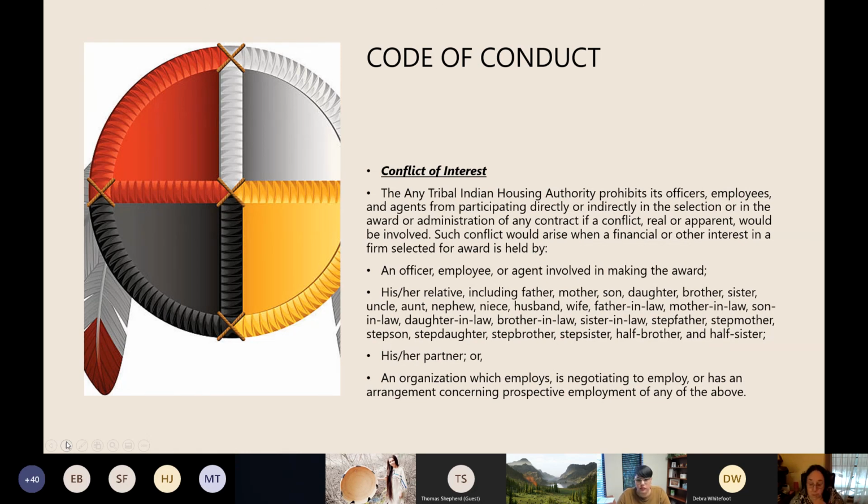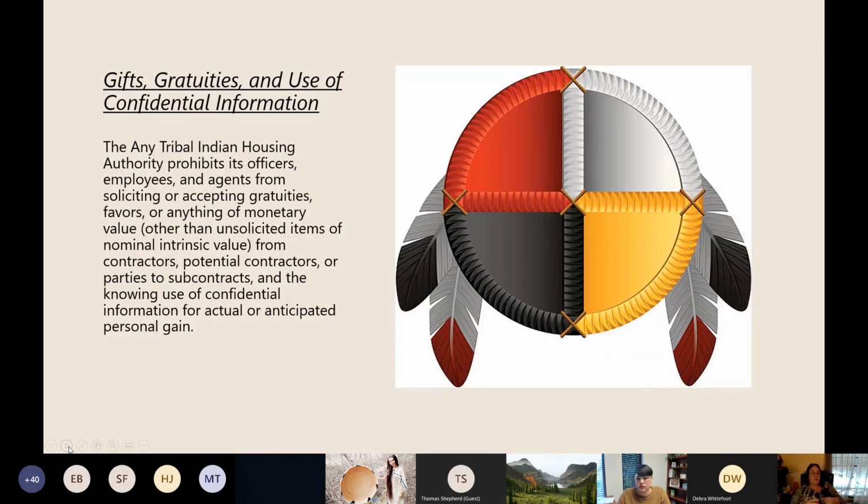And then like an organization which employs, or is negotiating to employ, or has an arrangement concerning prospective employment of anybody above. So the Any Tribal Indian Housing Authority prohibits its officers and employees from soliciting or accepting gratuities, favors, or anything of monetary value other than those unsolicited items of nominal intrinsic value from contractors, potential contractors, and parties to subcontracts. The knowing use of confidential information for actual or anticipated personal gain.